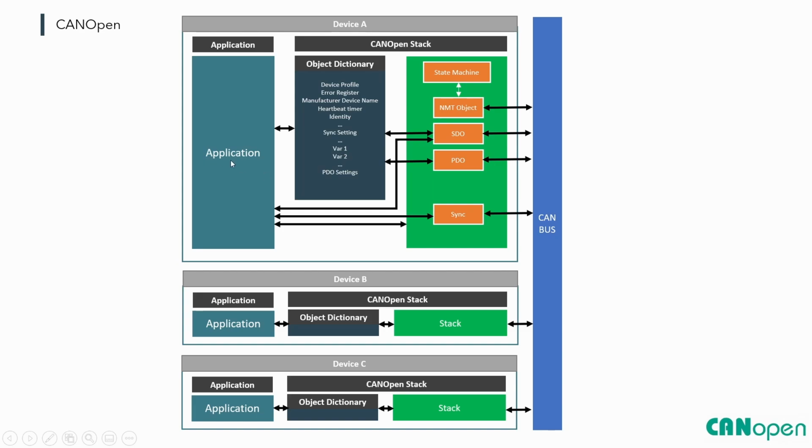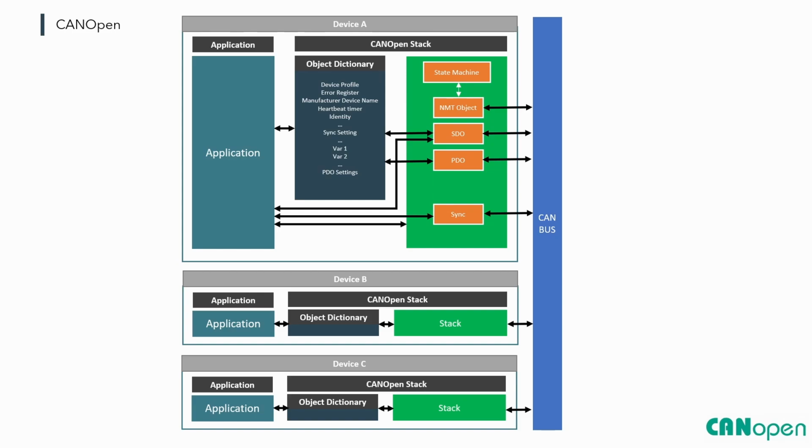Or let's give a practical example. Let's say we have this device A, which is a central unit, and it wants some sensor information from device B and device C. So device B and device C will constantly update variable 1 and variable 2, and then the application on the central unit just reads those values. It doesn't care where those values are coming from. It just reads those values and knows that they are the last sensor values that device B and device C transmitted. Okay, so this is the basic idea of the CANOpen stack.